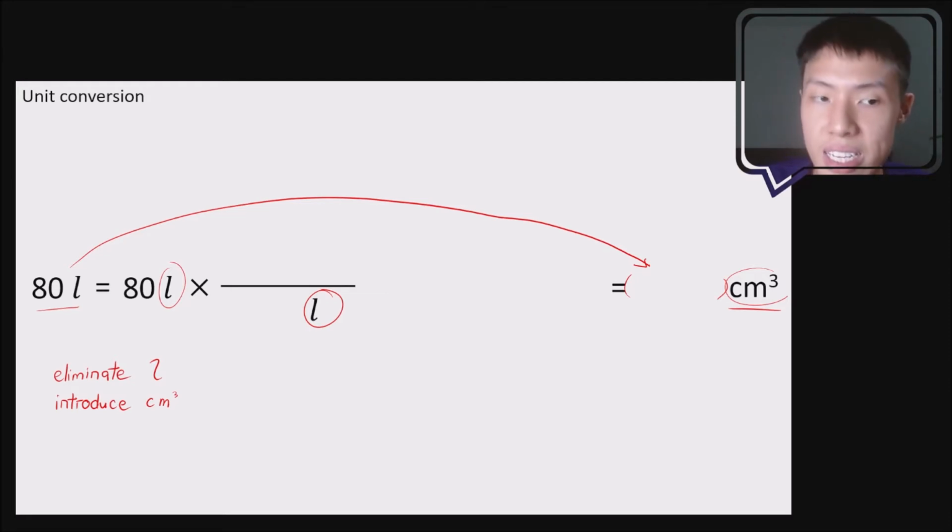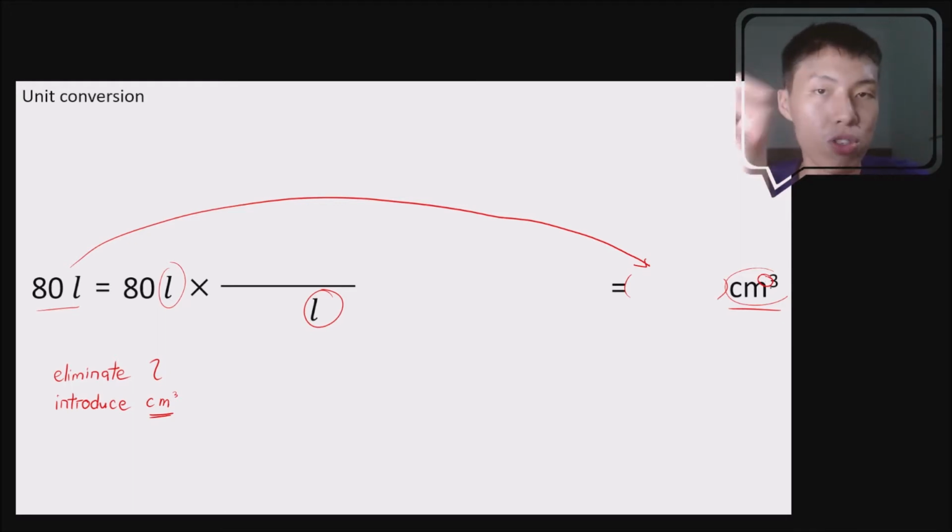The next thing is what I want to introduce. I want to introduce cm cube. And for cm cube, as you see here, there's no negative sign. It's a positive 3. So it's not below, it's above. So if you want to introduce something above, we have to put it above.